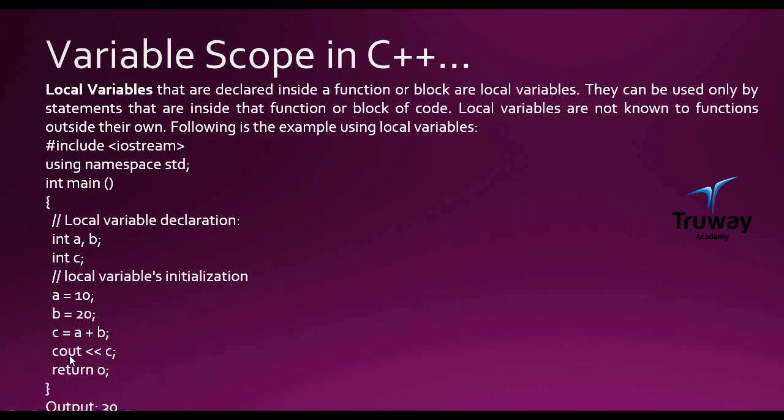Then indicating the end of the program. Here we use the cout object to display the value of C. So this is the local variable thing we have done here. It's only within the function and you cannot access it outside the function.